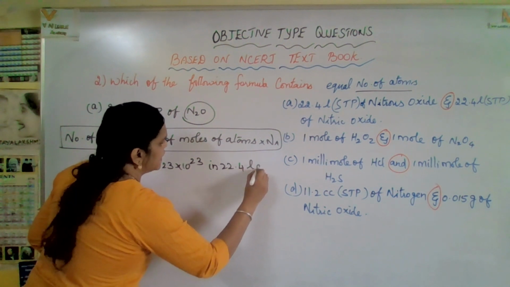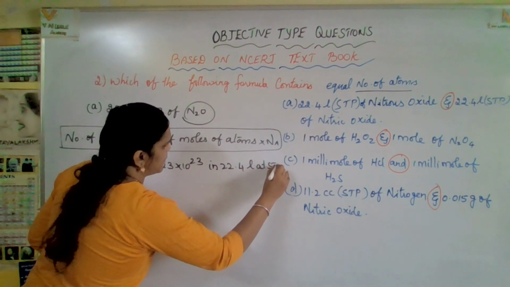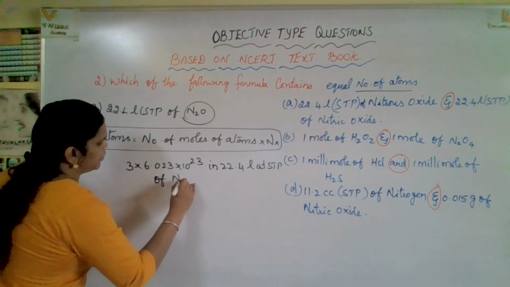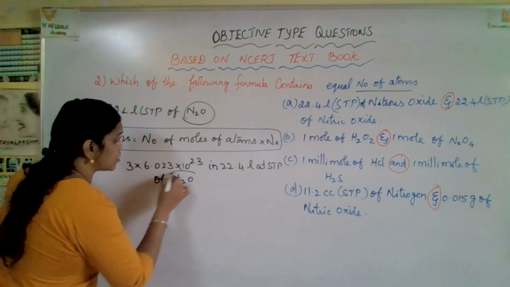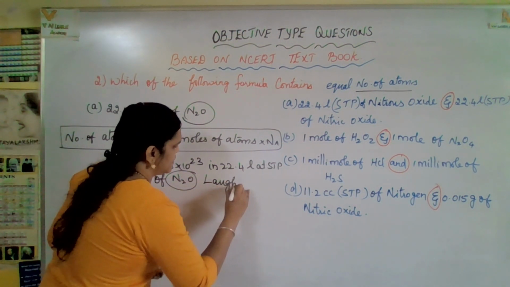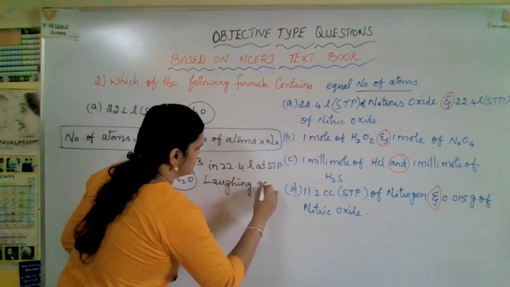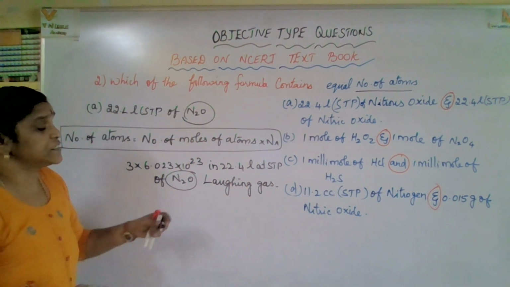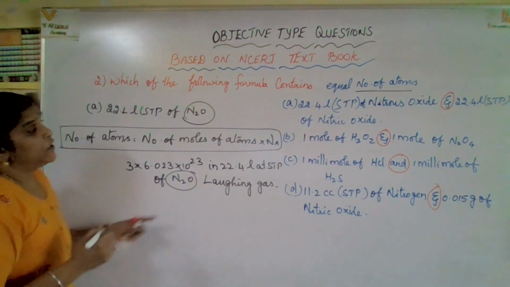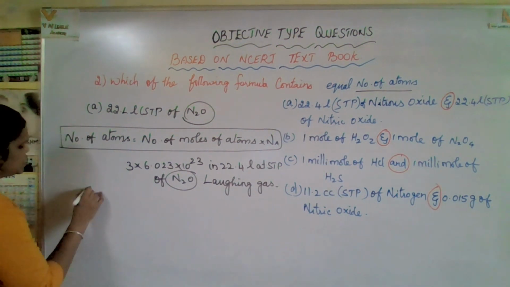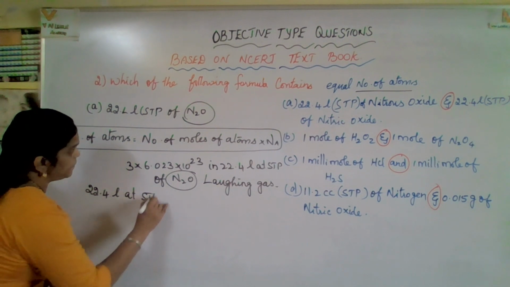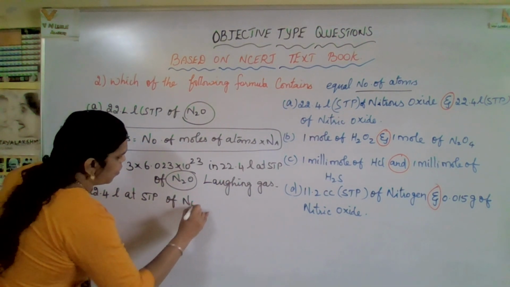22.4 liter at STP of what is it? N2O, that is nitrous oxide, also known as laughing gas. What is it called? Nitrous oxide is also known as laughing gas. Yes. The next point they mentioned is nitric oxide, 22.4 liter at STP of NO, nitric oxide.